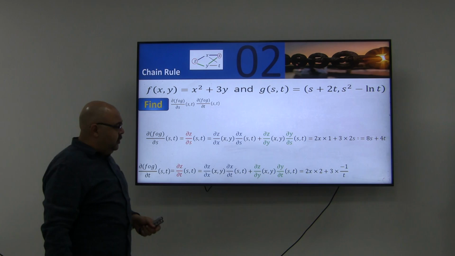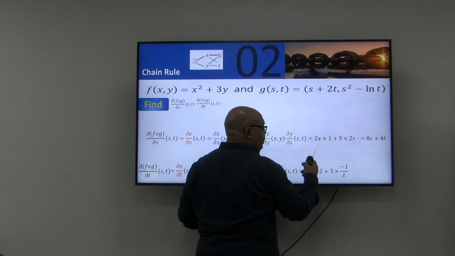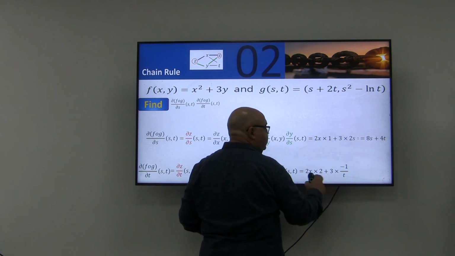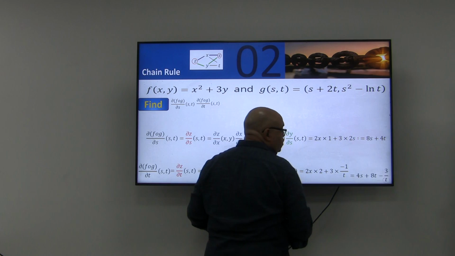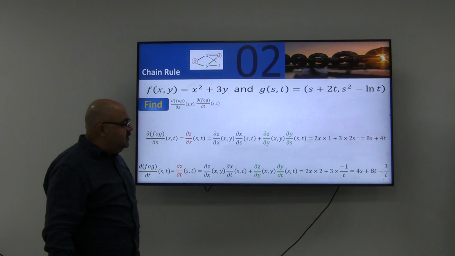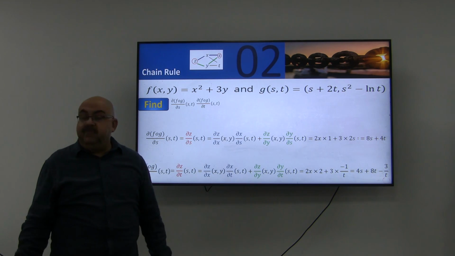In a similar manner, if you remark, the first derivatives are the same. The difference will be with differentiating with respect to t instead of s, and so the substitution will be, as you can see, 4x plus 8t minus 3 over t.